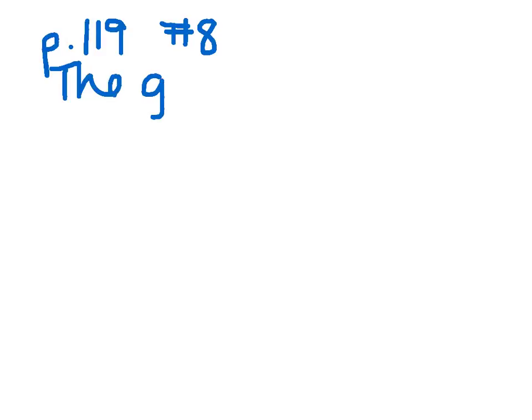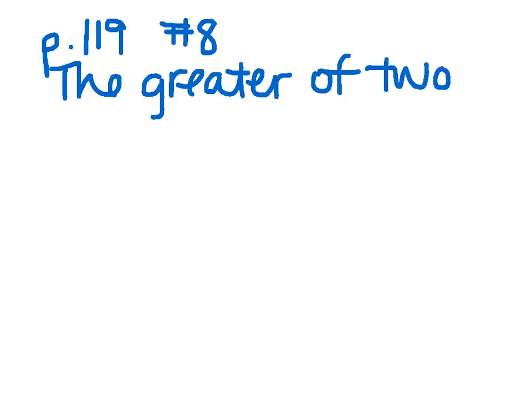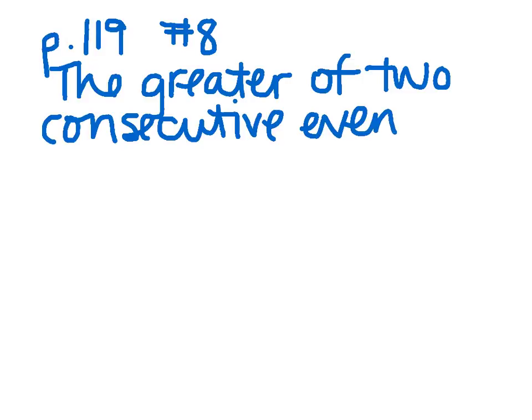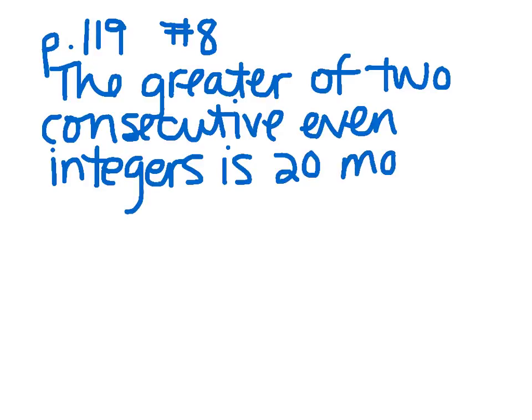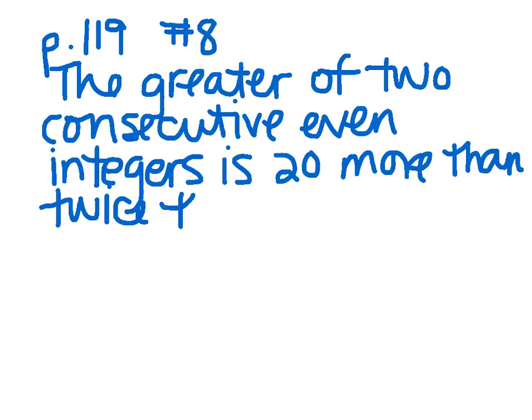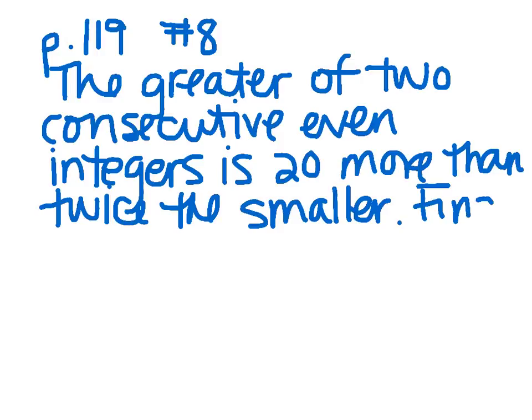The greater of two consecutive even integers. Right away, as soon as you hear the words consecutive even integers, your mind should be going to, okay, how do I assign those variables? Integers is 20 more than twice the smaller. Find the integers.